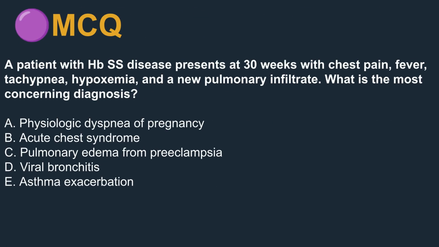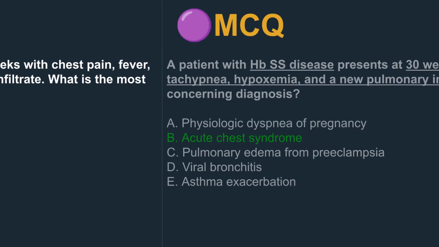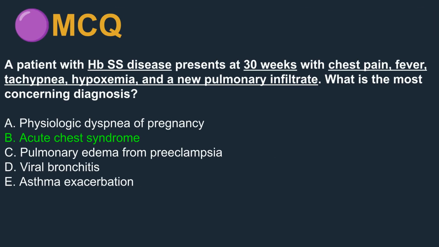Next question. A patient with HbSS disease presents at 30 weeks with chest pain, fever, tachypnea, hypoxemia, and a new pulmonary infiltrate. What is the most concerning diagnosis? The correct answer is B. In a pregnant patient with HbSS, chest pain plus fever plus hypoxemia plus a new infiltrate is acute chest syndrome.